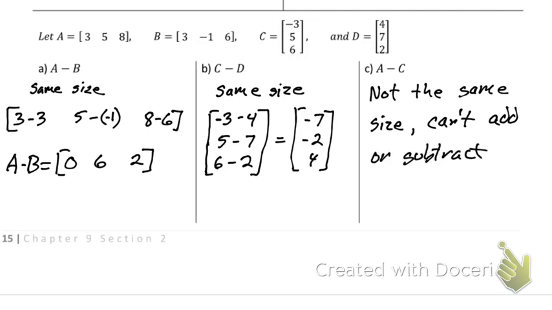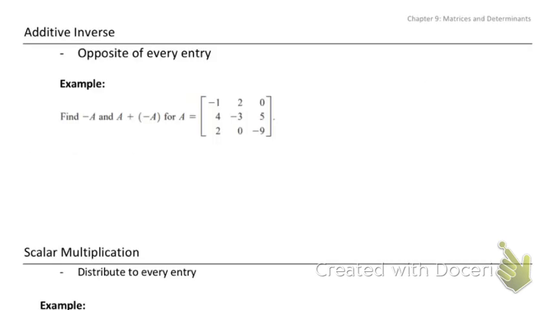subtract. Now, Monday we're going to talk about multiplying. Multiplying doesn't follow the same rule. You're still looking at sizes, but they don't have to be exactly the same size. This is just for adding and subtracting. They have to be the exact same size to do it. All right, so that's adding and subtracting.